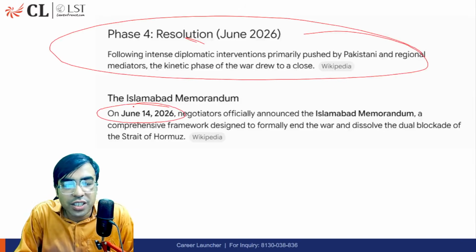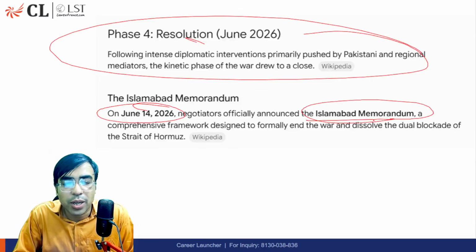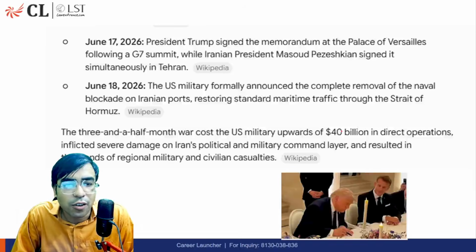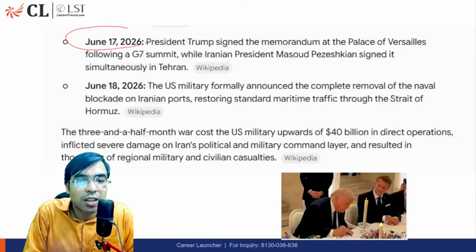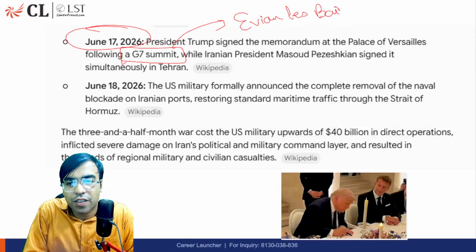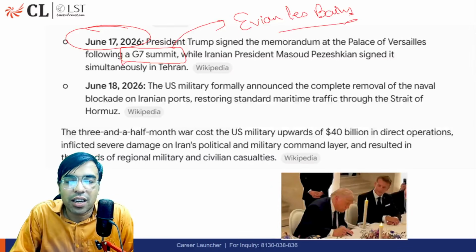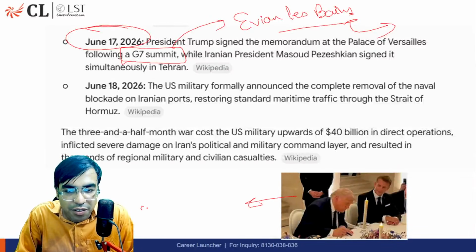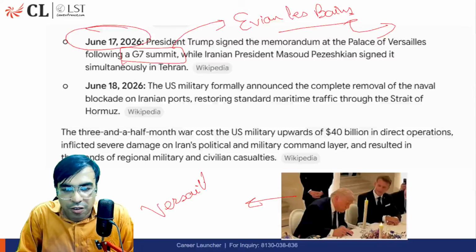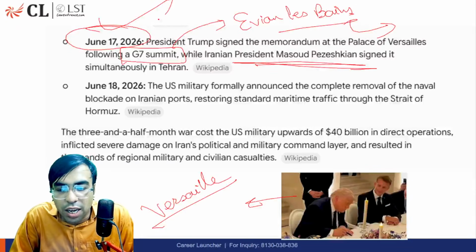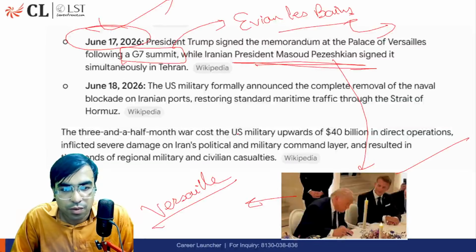On 14 June 2026, negotiators officially announced the Islamabad Memorandum to formally end the war. So on 14 June, they decided to formally end the war. And on 17 June, after the G7 summit this year in Evian-les-Bains, we have taken a separate class. Go to the video section of our YouTube channel, you can watch it. Just after the G7 summit, in the Palace of Versailles, this agreement was signed. Iran's President Masoud Pezeshkian and Donald Trump were present here. This is the photo.